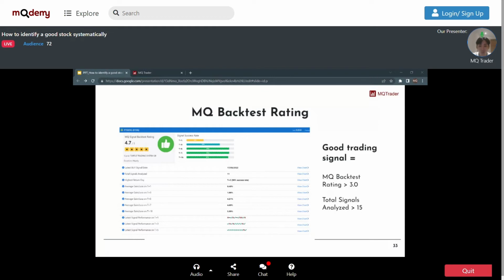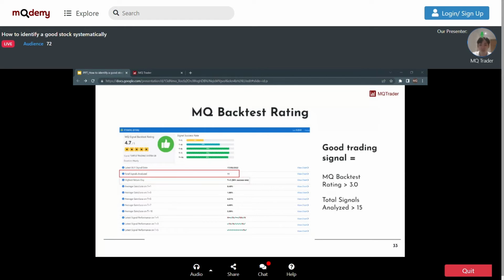For backtest rating, we will only consider 3.0 and above to be good. Also, an important thing to take note of is this red circle part. Those are the total signals analyzed during this backtest process, and it is important because you need at least 15 total signals analyzed, then only can you consider this backtest accurate. Basically, this backtest function will serve as a reference when you want to find a buy-in timing for a certain stock, as it will show you the success rate of a buy signal with the highest return day and the percentage of the success rate.